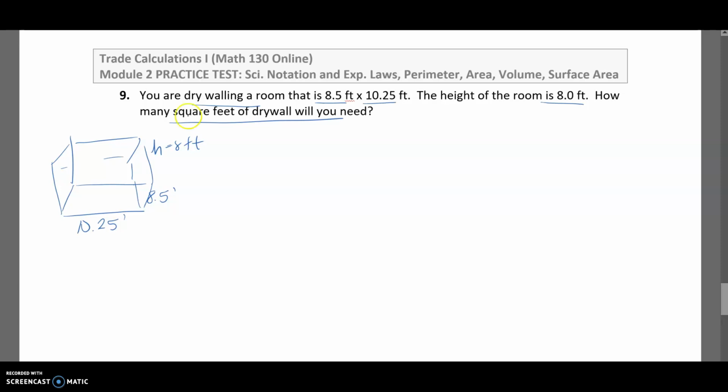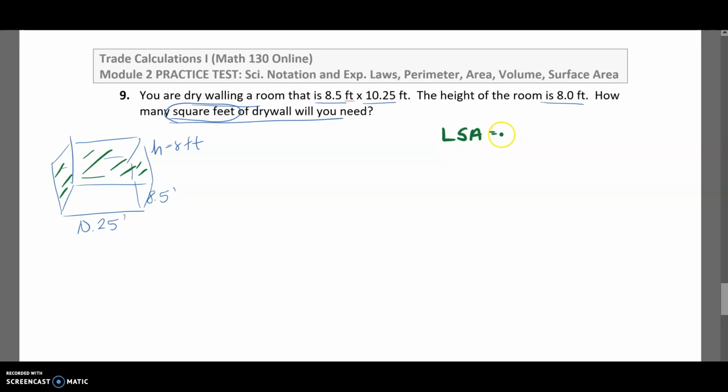If you're unsure where to start, think about the units you're told here. You're asked how many square feet of drywall we need. So that's going to be some type of area, not a volume calculation. And if we think about drywalling, we're just worried about the walls of the room, not the top or the bottom. So what I want to calculate is the lateral surface area of this room.